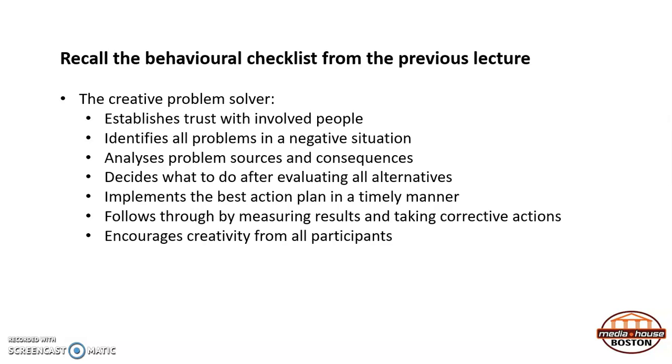Now that you've finished this activity, recall the behavioral checklist from the last lecture. And tick off whether you have followed these guidelines. The creative problem solver establishes trust with involved people, identifies all problems in a negative situation, analyzes problem sources and consequences, decides what to do after evaluating all alternatives, implements the best action plan in a timely manner, follows through by measuring results and taking corrective actions, and encourages creativity from all participants.